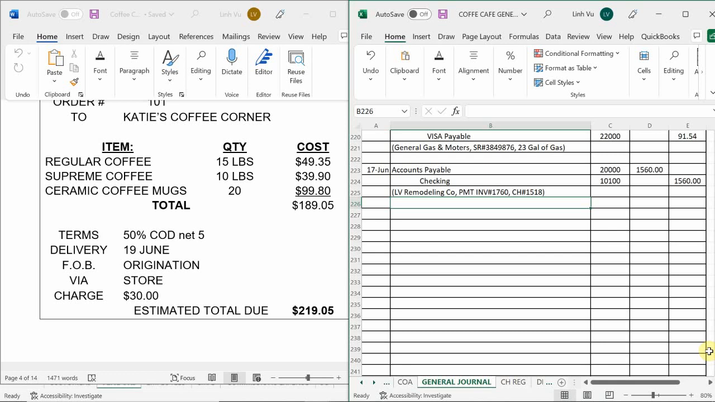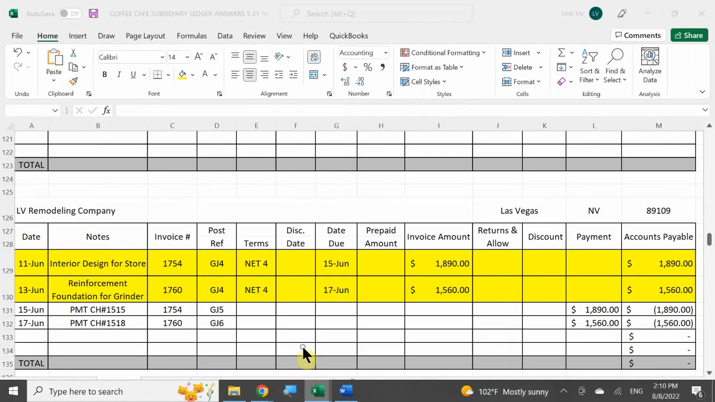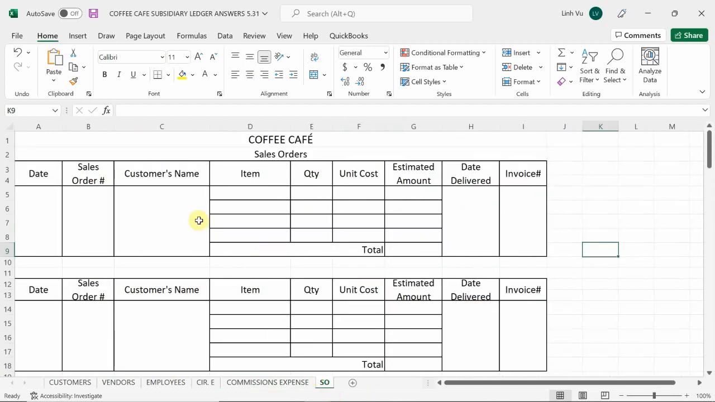It's just an order. They're just requesting items from us, but we haven't completed the job yet. So in this case, no, but there is a form that we can fill out, and that's going to be in the subsidiary ledger for the sales order forms. So again, you have commissions, that's if Albert has completed the task. In this case, he hasn't yet. And then we have some sales order forms. So let's go ahead and fill it out.